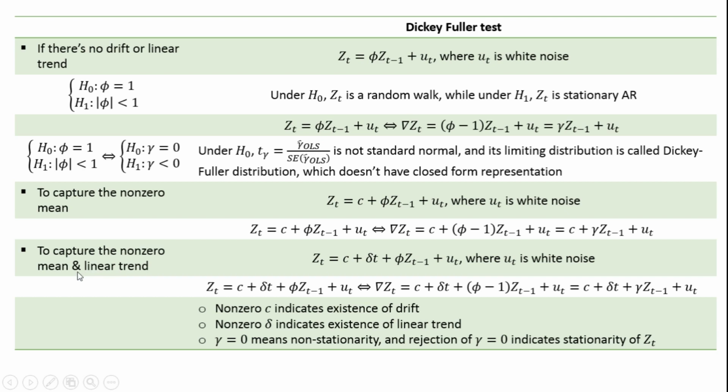There is also a situation in which we can capture a non-zero mean or a linear trend by adding a trend term in our relationship. We can use the same principle in order to test the stationarity, or the cointegration, of our models.